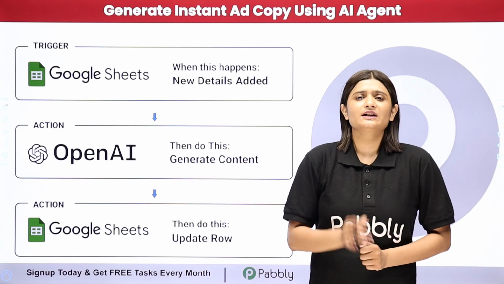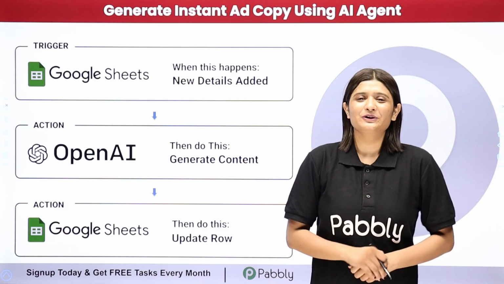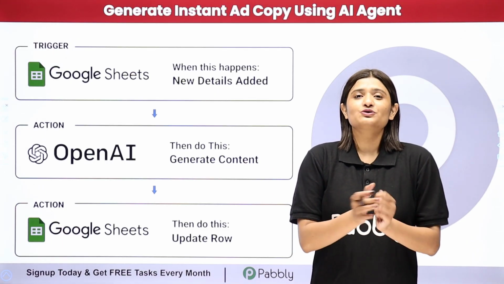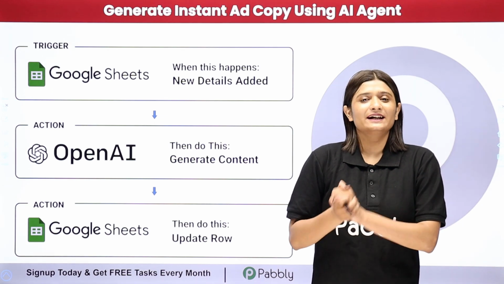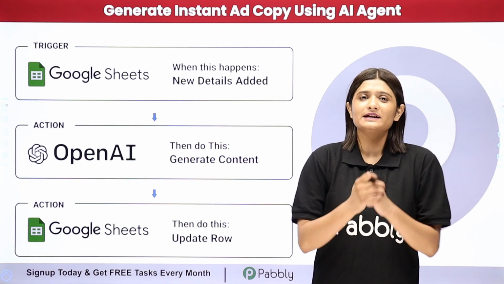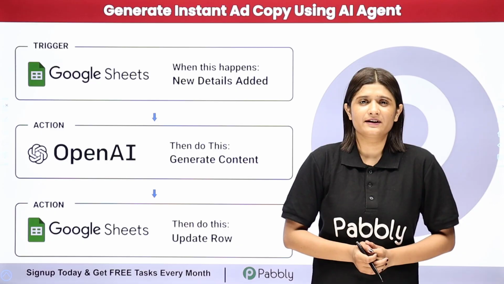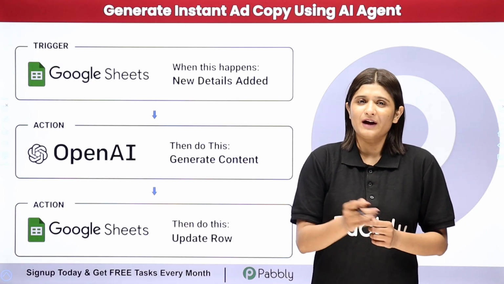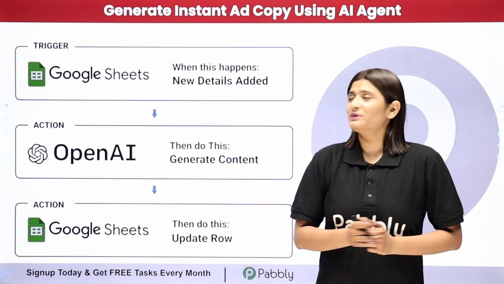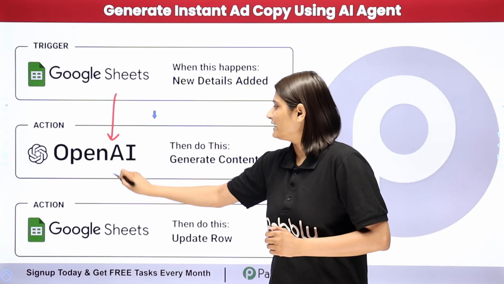Doing this manually will consume a lot of time, so I'm going to completely automate this process. And to do this automation, I'm going to use Pabbly Connect. Pabbly Connect is an amazing automation and integration software which requires no coding or programming skills. Here I just need to build a connection between Google Sheets and OpenAI.